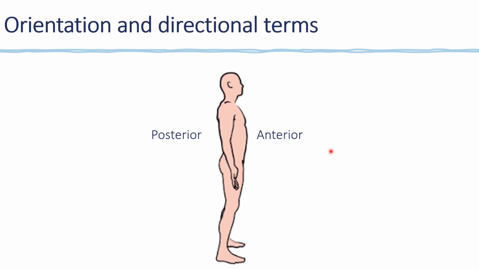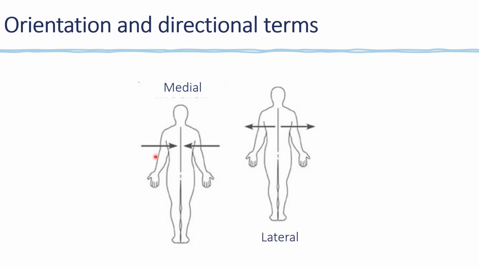And the term anterior or ventral is used to describe something that is towards the front of the body, whereas the term posterior is used to describe something that is towards the back of the body. The term medial means closer to the middle or towards the midline of the body. And the term lateral means away from the middle or away from the midline. So you could say that the chest is medial to the arms, or in this picture that the arms are lateral to the hips.